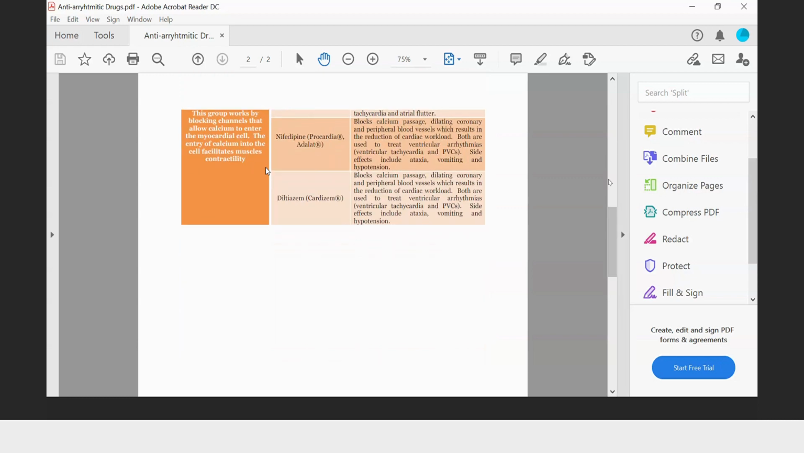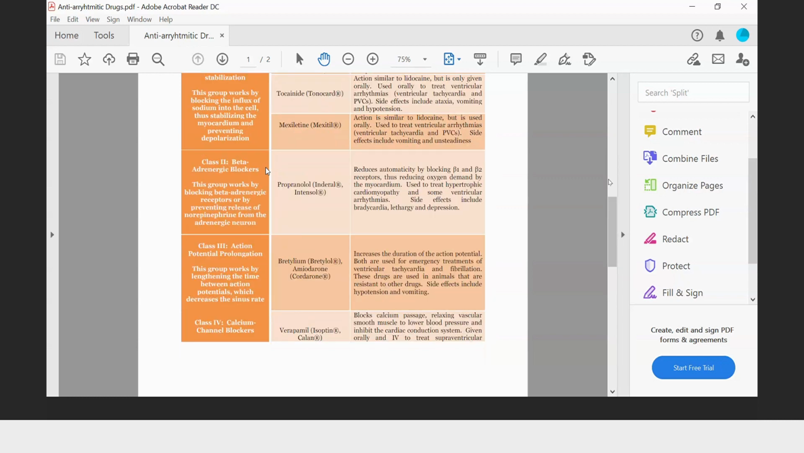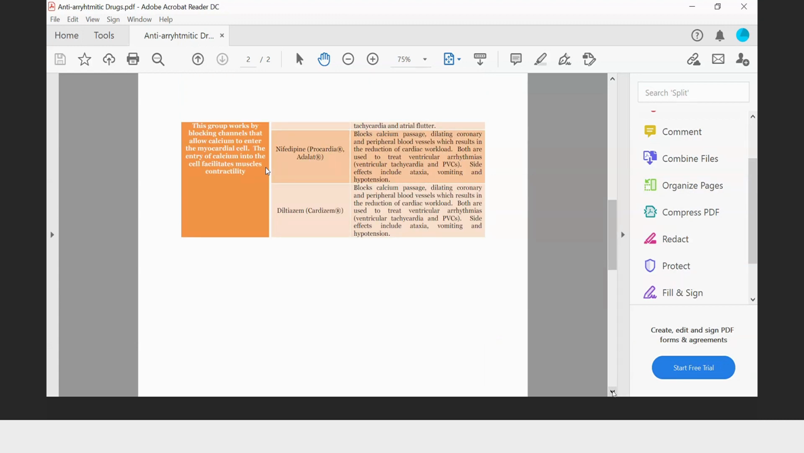Okay, and the last group is the calcium channel blockers. They are grouped by blocking channels that allow calcium to enter the myocardial cells. The entry of calcium into the cell facilitates muscle contractility. We have nifedipine and also diltiazem.